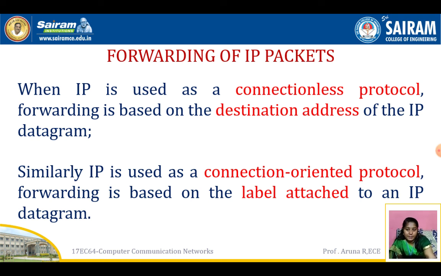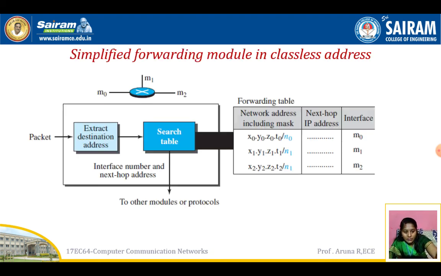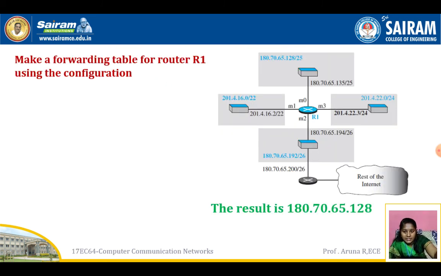Forwarding of IP packets: when IP is used as a connectionless protocol, forwarding is based on the destination address of the IP datagram. Similarly, IP is also used for connection oriented service, because as we discussed previously, packet switching happens in two different ways, the datagram approach or the virtual circuit approach. One is connection oriented, the other is connectionless service. Here also you have to use the NAT. This is the simplified forwarding module in the class of the addresses. Then we will see how forwarding happens in the network.